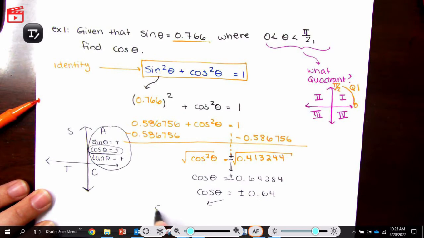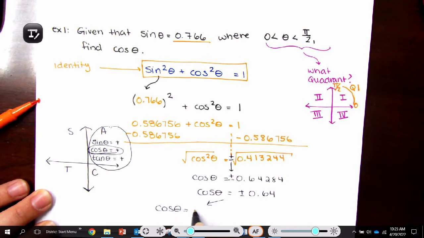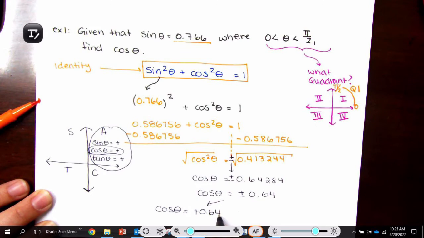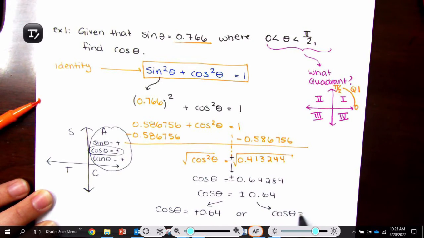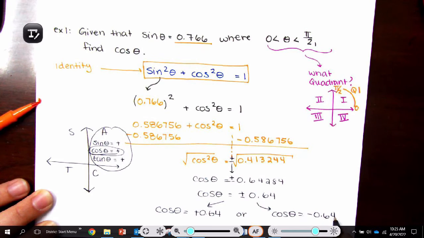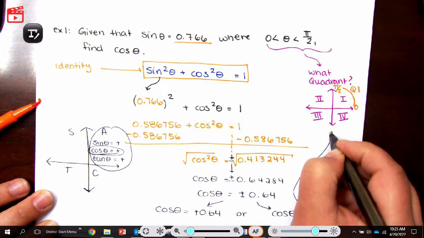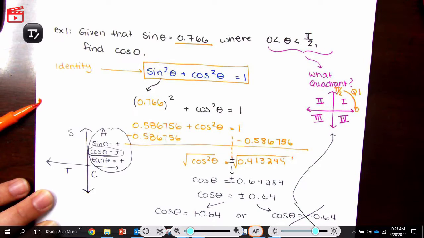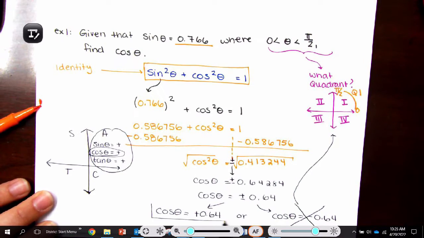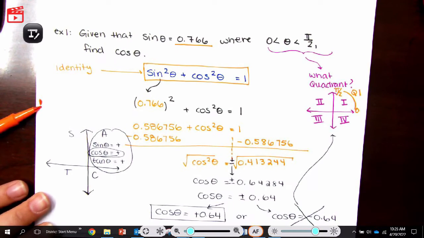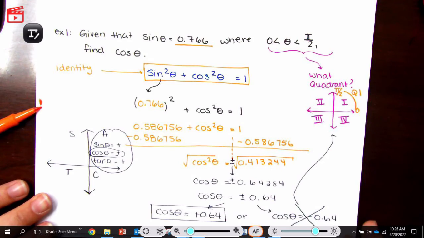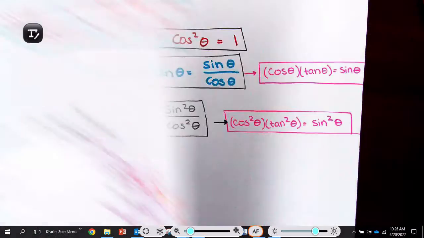So we have 2 possible answers. We can either have a positive 0.64 or we can have a negative 0.64. Because we have quadrant 1, this negative cannot happen, and we have a positive value for cosine. All right, let's do another example.